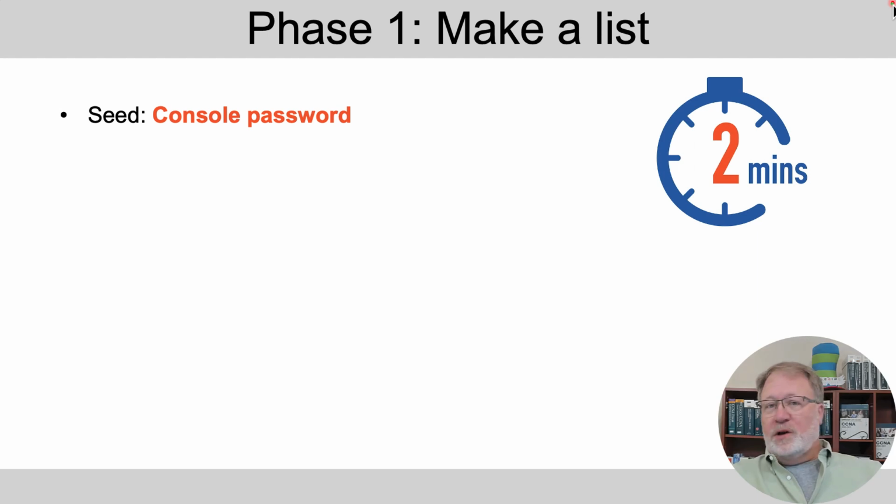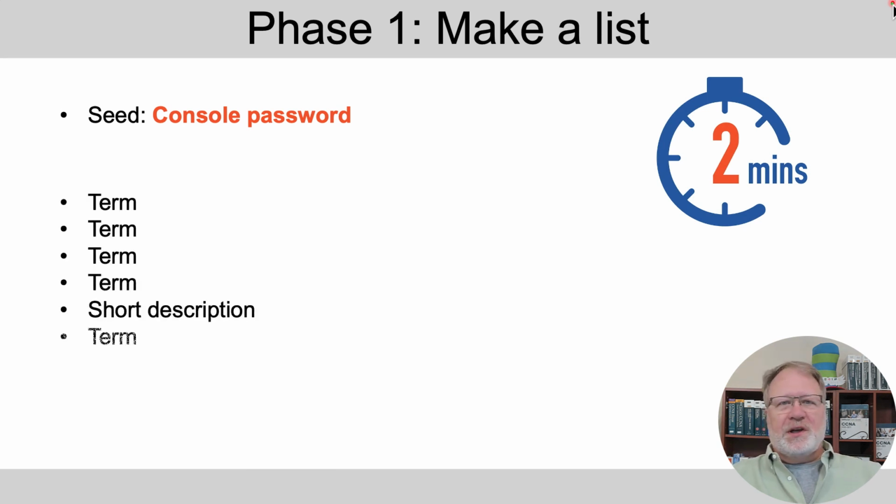As usual, let me walk you through the process. Your seed term this time is console password, so take about 2 minutes. Make your list of terms in no particular order. If you can think of an idea and not the term, just write as short a description as you can get away with. You've got 5 seconds to hit pause and go do that. So take that 2 minutes now and do the work.